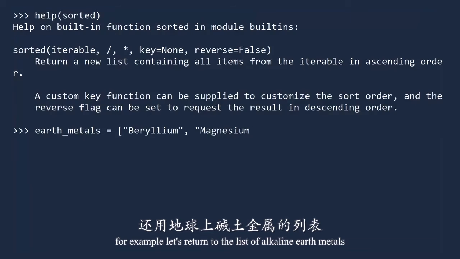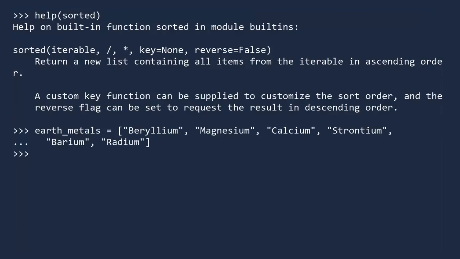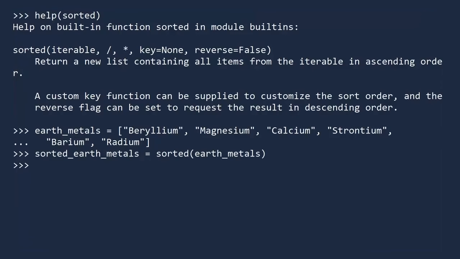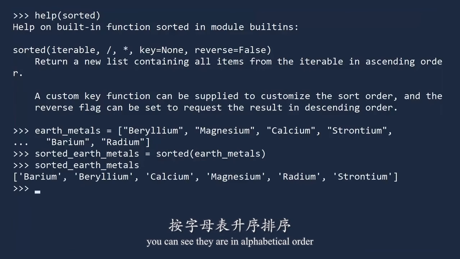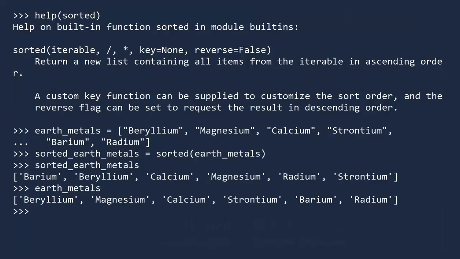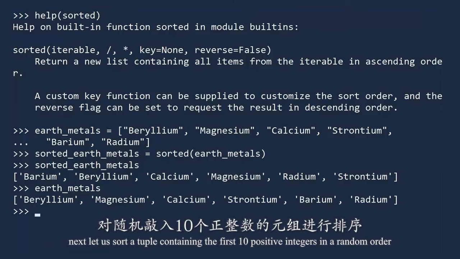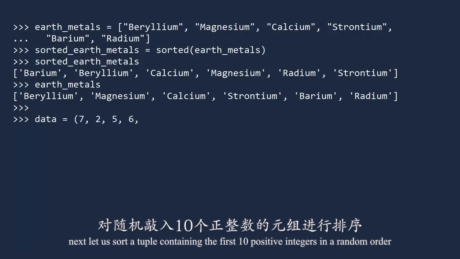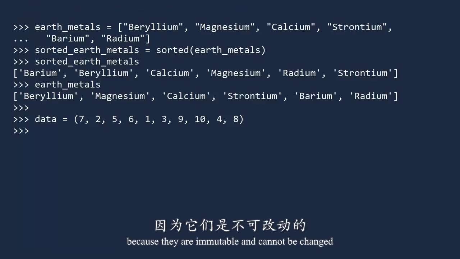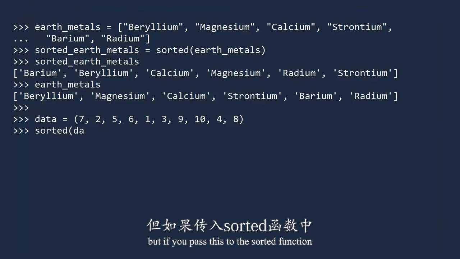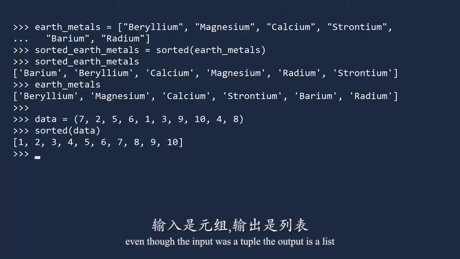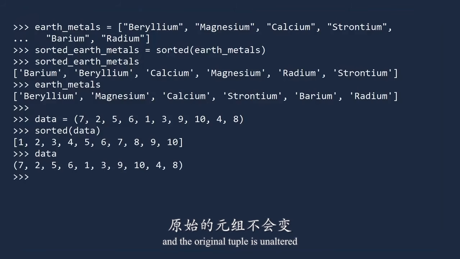For example, let's return to the list of alkaline earth metals. Instead of calling the sort method, let's sort these alphabetically using the sorted function. If you look at the list of sorted elements, you can see they are in alphabetical order. And if you look at the original list of elements, it is unaltered. It is in the same order as before. Next, let us sort a tuple containing the first 10 positive integers in a random order. Tuples do not have a sort method because they are immutable and cannot be changed. But if you pass this to the sorted function, it returns a sorted list. Even though the input was a tuple, the output is a list, and the original tuple is unaltered.